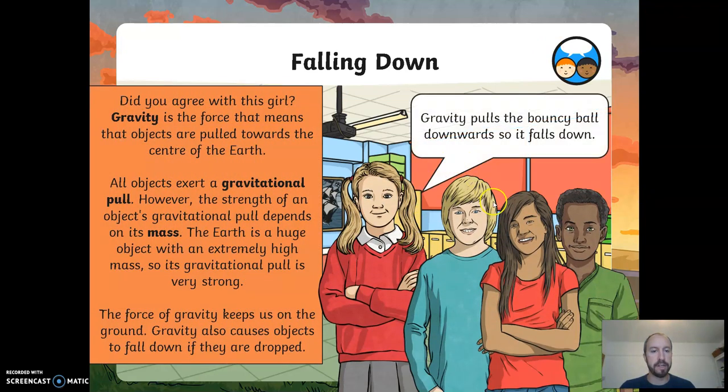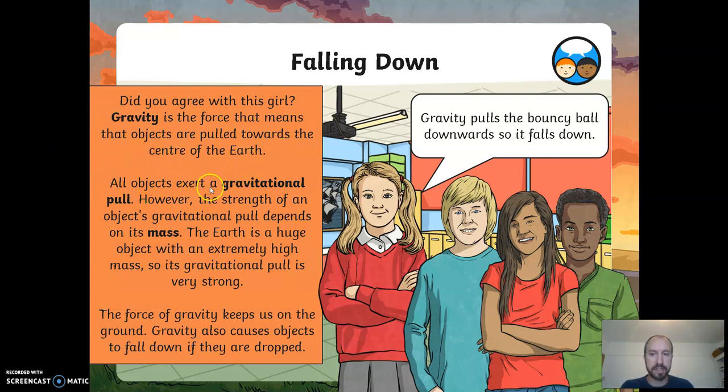Let's see what the answer is, shall we? So, hopefully you agreed with this opinion that gravity pulls the bouncy ball downwards so that it falls down. There was some air resistance with the ball. It's not magnetic. And if it was really light, filled with something like helium, then it might float away. But other than that, it would still fall down. So gravity is the force that means that the objects are pulled towards the centre of the Earth. We hopefully remember that from yesterday.